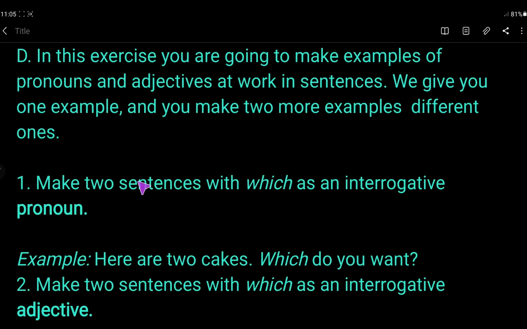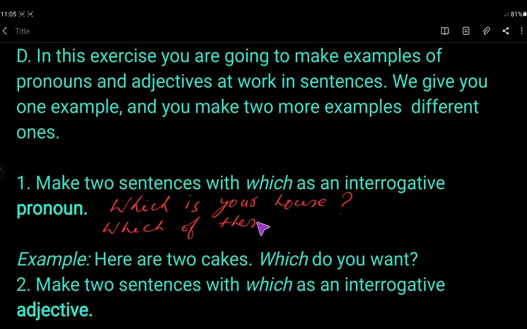Let's write one. We can write, "Which is your house?" Another one we can write: "Which of these pens do you want?"